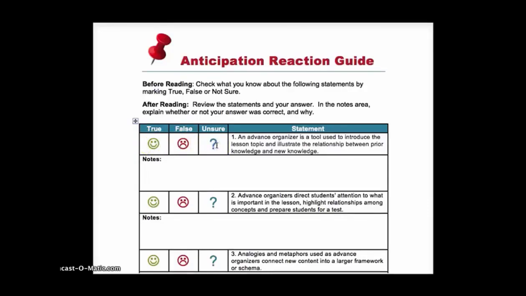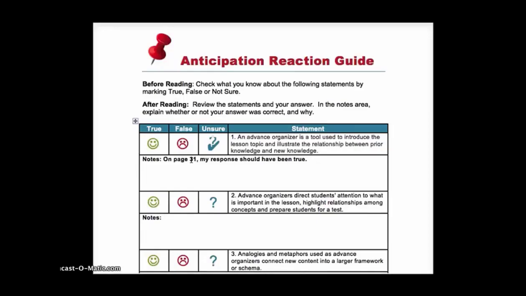In this case, the student was unsure. Then, after reading, the student reviews their statements and their answers. In the notes area, they explain whether or not their answer was correct and why. For example, the student found on page 31 that their response should have been true. They can even then expand upon it and explain it in their own words. This will make the connection from what they already know to the new knowledge even stronger.